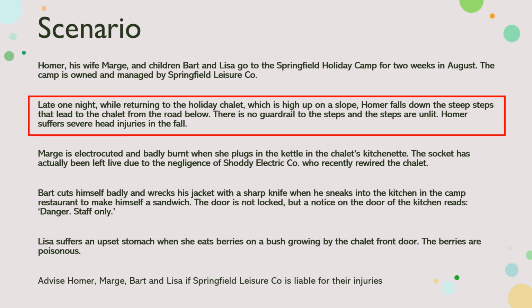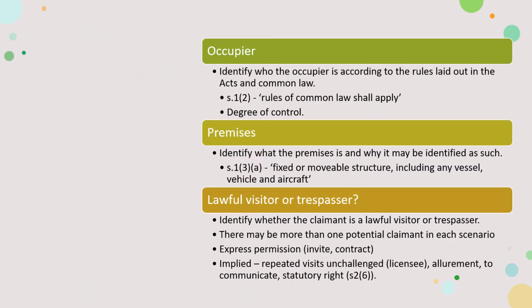So back to this scenario then. We have this first one. We're going to deal with Homer. He falls down steep steps that lead to a chalet from the road below. There's no guardrail to the steps and the steps are unlit. Homer suffers severe head injuries in the fall.